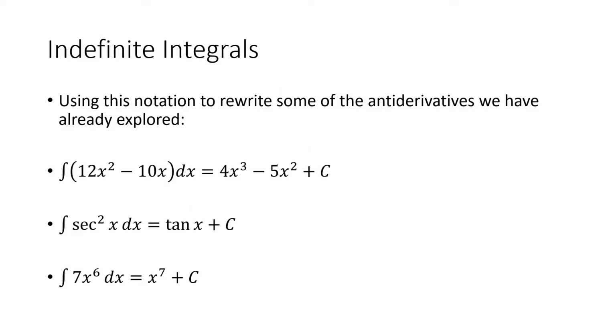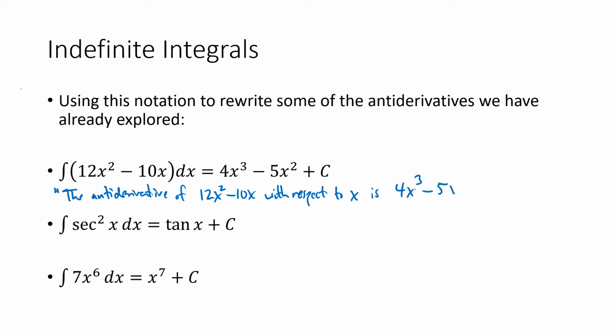So with this integral notation in hand, we can take the problems that we've worked on so far and just rewrite them in this integral notation. So the way that we would read this first one is we would say the antiderivative of 12x squared minus 10x with respect to x is 4x cubed minus 5x squared plus c.